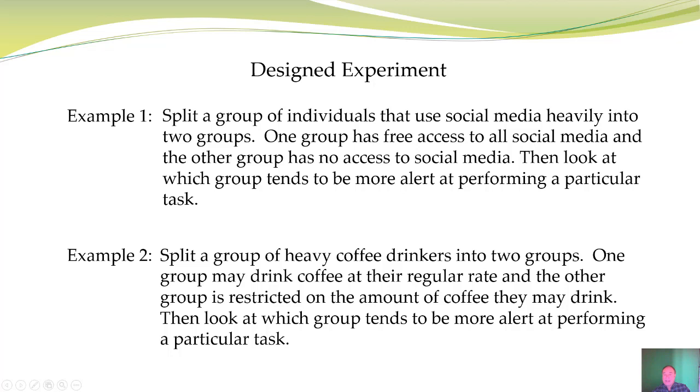Example 2, take the coffee drinkers again. Split the heavy coffee drinkers into two groups. One group may drink coffee at their regular rate and the other group is restricted on the amount of coffee they may drink. Is this going to have an effect on how they perform a particular task?